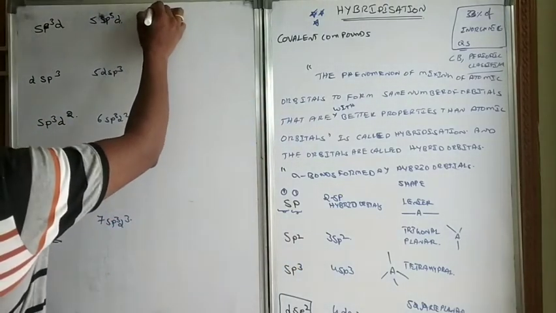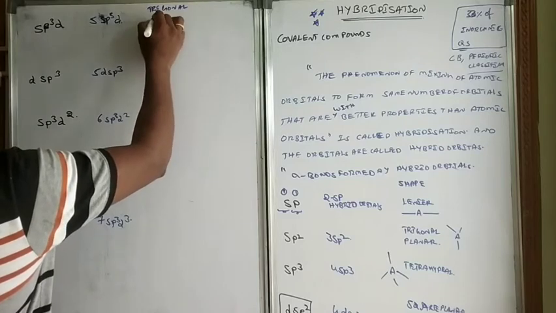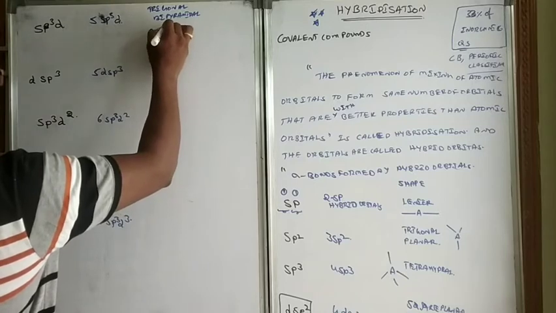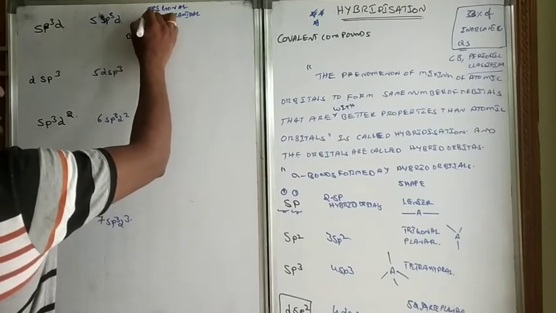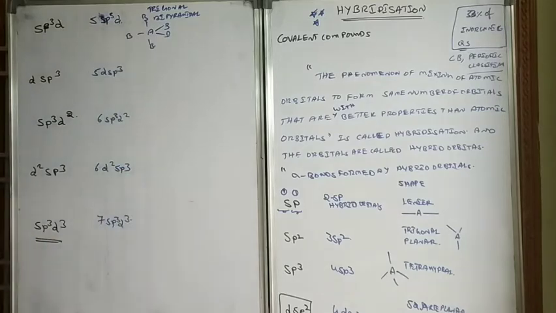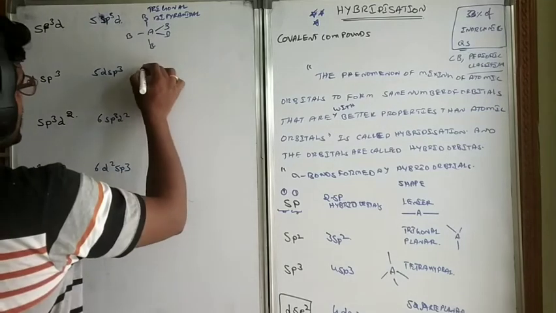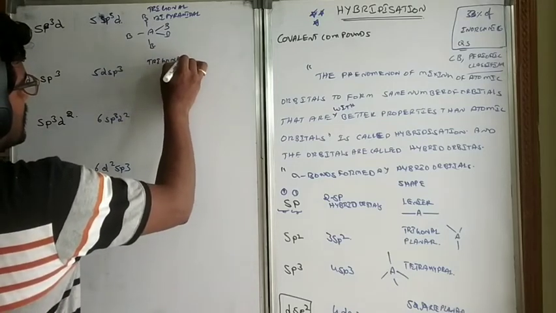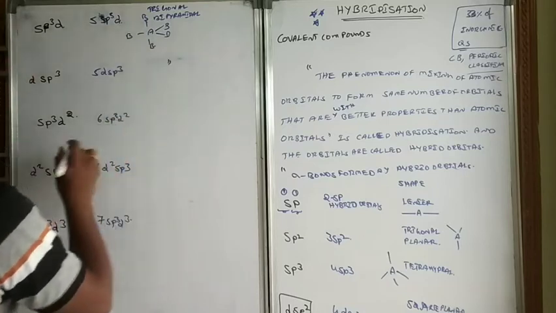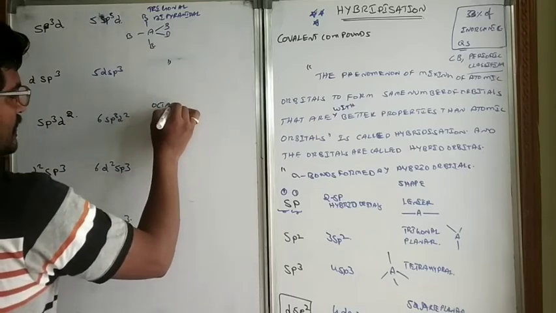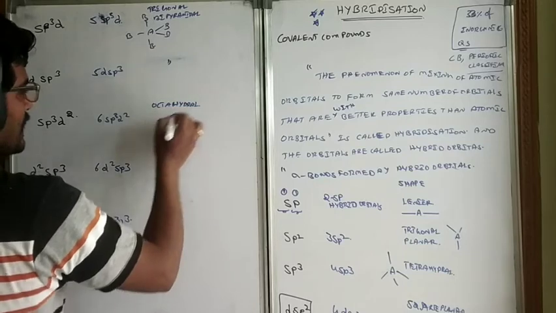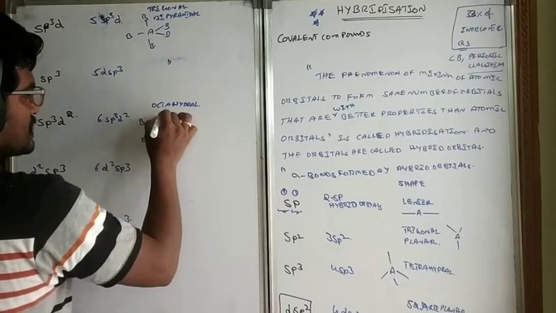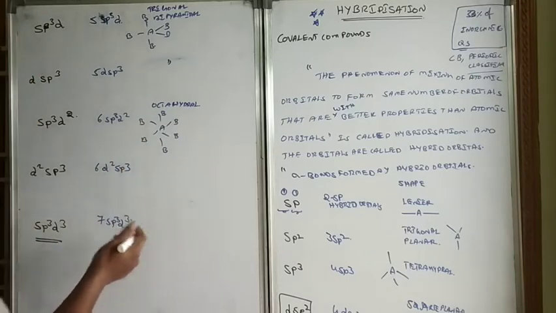sp3d is there, and it is trigonal bipyramidal. A will be here, with B, B, B, and the top one B will be there and the bottom one B will be there. dsp3 also will be the same, trigonal bipyramidal, so the same will be coming. sp3d2 will be octahedral. Octahedral means A will be in the center and B will be in the corners above the plane. I will show you the structures also, how they will be coming.